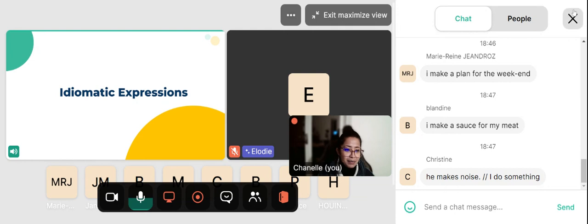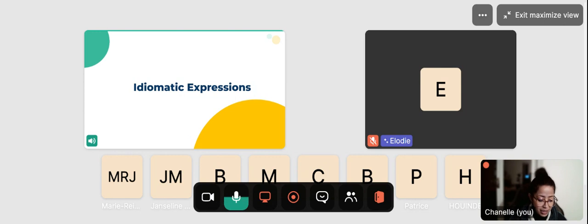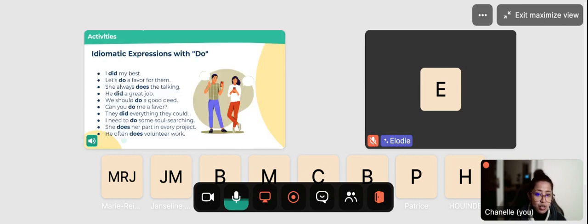Thank you for sharing. Donc, so now when we look at idiomatic expressions with do, I did my best. So, c'est quand vous faites le meilleur possible, le mieux possible, vous dites, I did my best. Let's do a favor for them. She always does the talking. Ça veut dire que toujours elle parle. Elle parle le plupart du temps. So when they say she does the talking, in a situation, c'est une autre personne qui parle. Toujours.